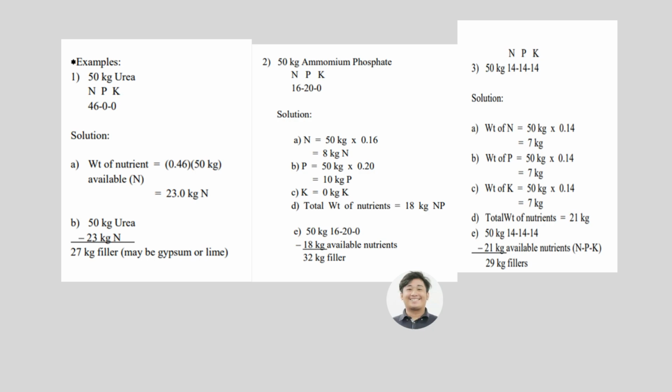So the total nutrient weight, of the NPK, is 21 kilograms. We subtract it from the total weight of the sack, which is 50, so we'll have 29 kilograms of filler.